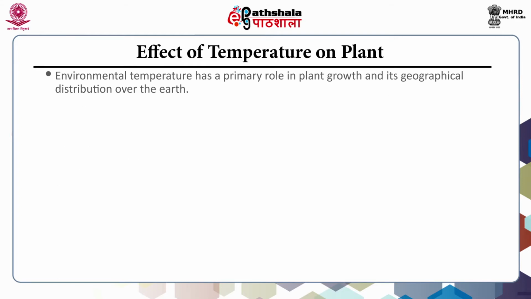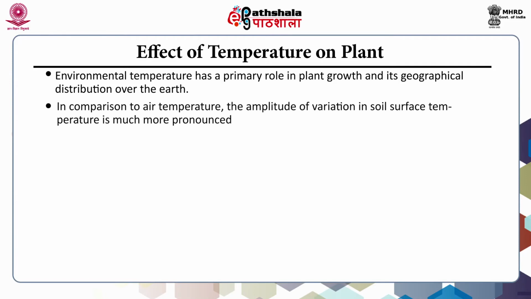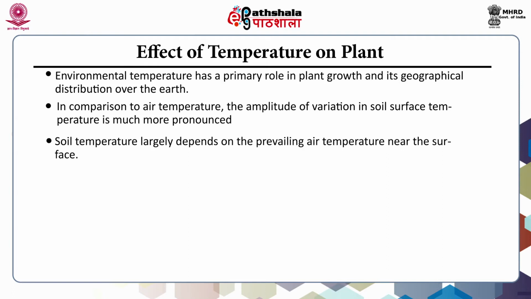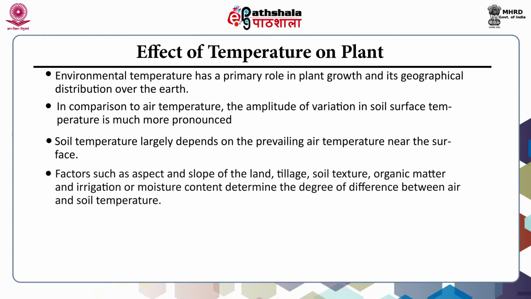Temperature. The environmental temperature has a primary role in plant growth and its geographical distribution over the earth. In comparison to air temperature, the amplitude of variation in soil surface temperature is much more pronounced. The soil temperature largely depends on the prevailing air temperature near the surface. However, a number of factors such as aspect and slope of the land, tillage, soil texture, organic matter, and irrigation or moisture content determine the degree of difference between air and soil temperature.